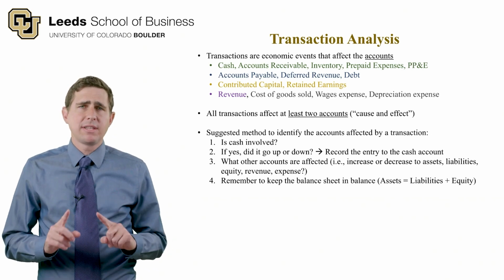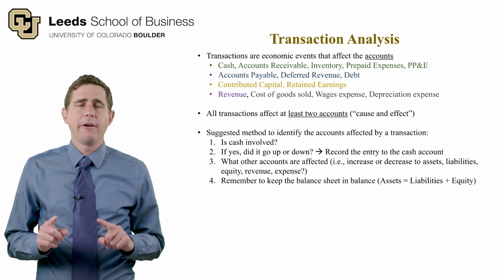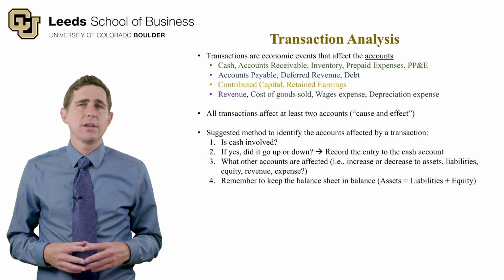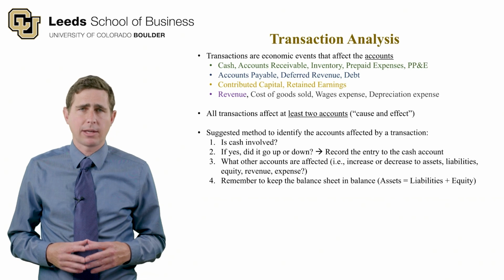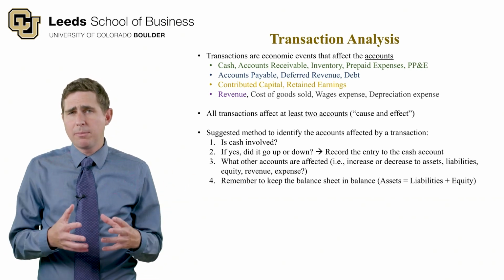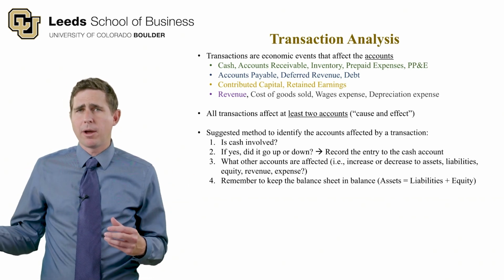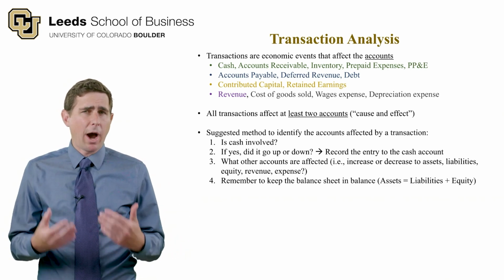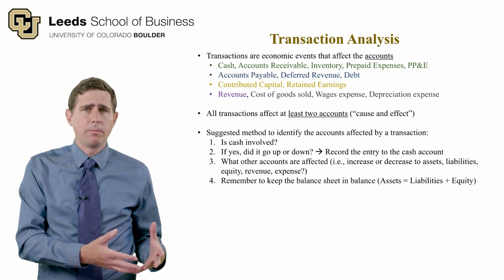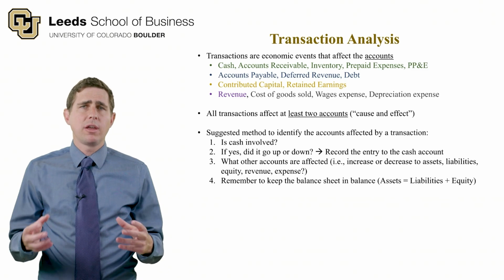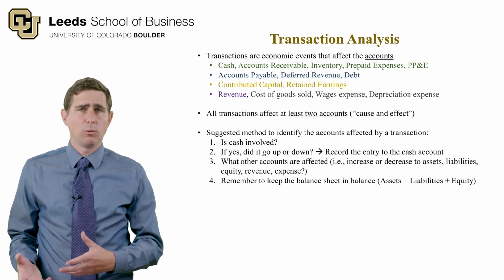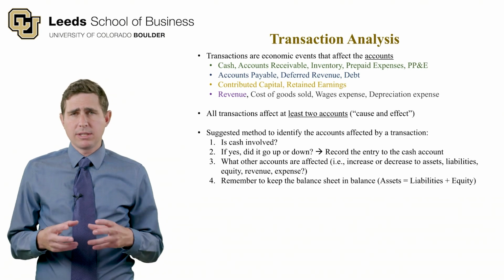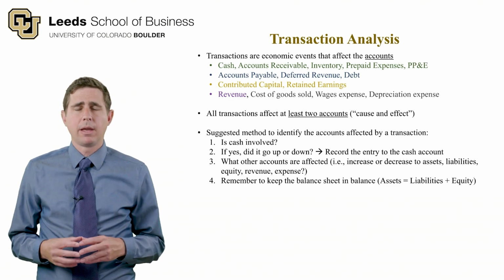All transactions that we analyze must affect at least 2 accounts. And this is just a force of nature, okay? This is cause and effect. If you receive something, the question is, well, where did you get it from? If you remove something, the question is, well, why did you remove it and where did it go? So to every transaction, there's going to be a cause and effect. Where did it come from and what did you do with it? Okay? So each transaction has 2 pieces to it.